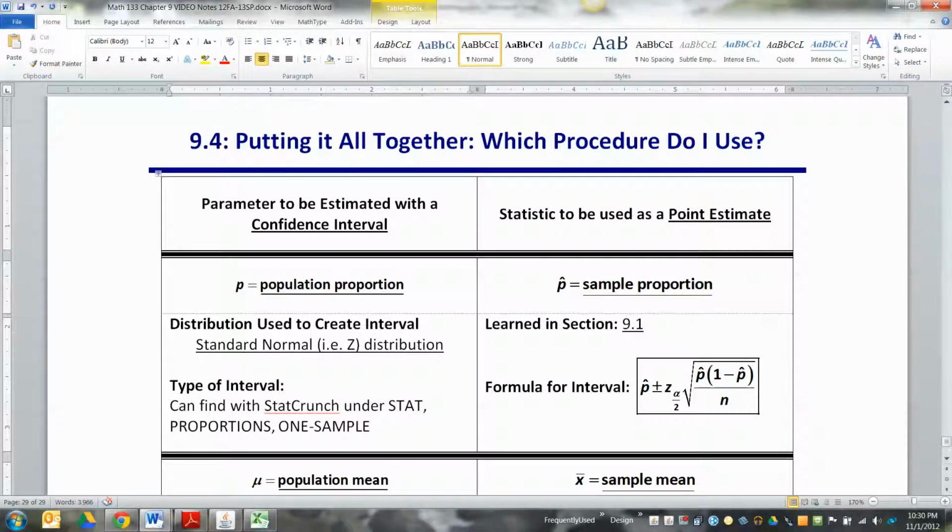Proportions: you're trying to estimate the population proportion, like what proportion of people are going to vote for so-and-so in the next election. We don't get that population proportion, we get a sample proportion, and then we estimate from there with this formula right here. You create an interval, p hat plus or minus z alpha over 2, all that stuff. We learned that in section 9.1. And you can see from the formula, it uses z, which means you're using the standard normal distribution there.